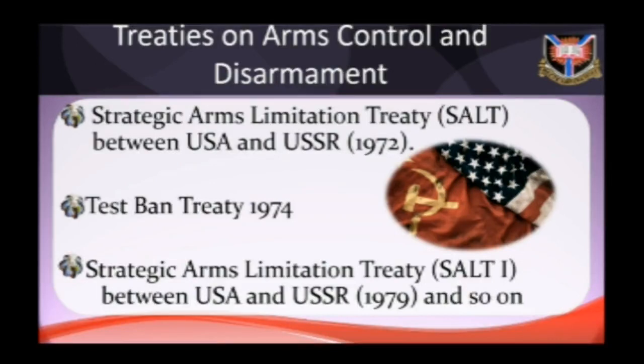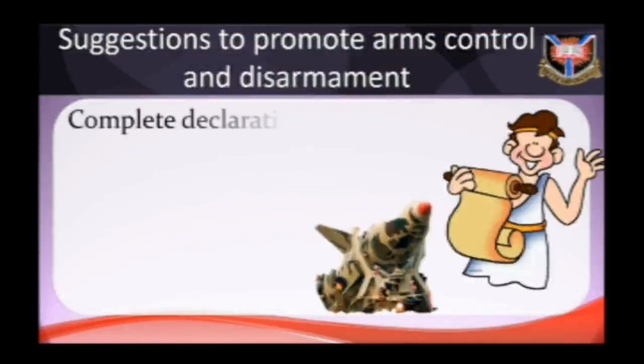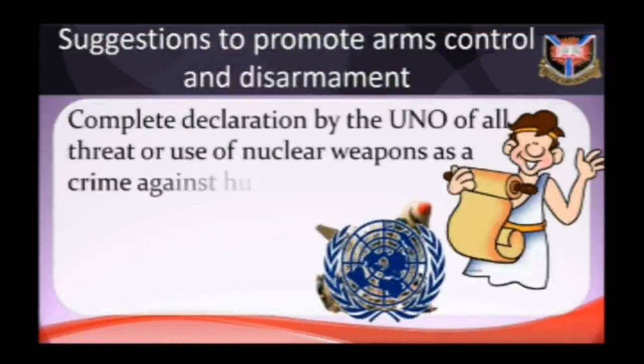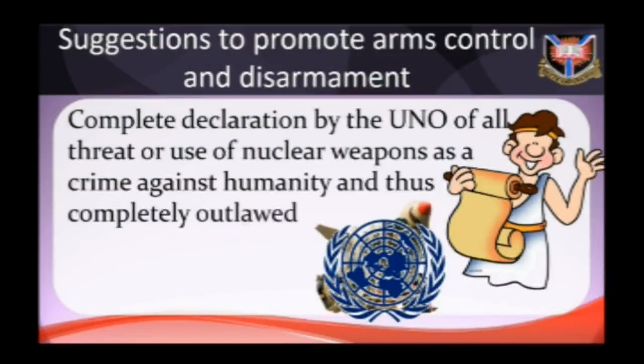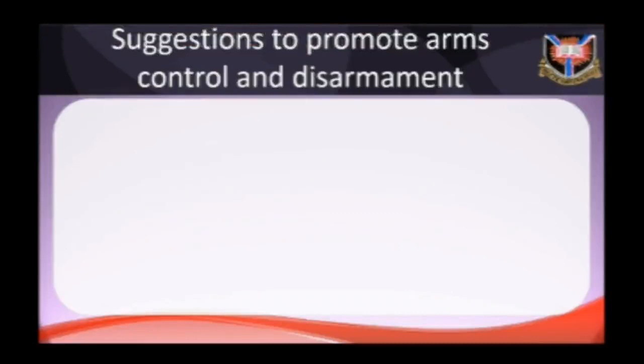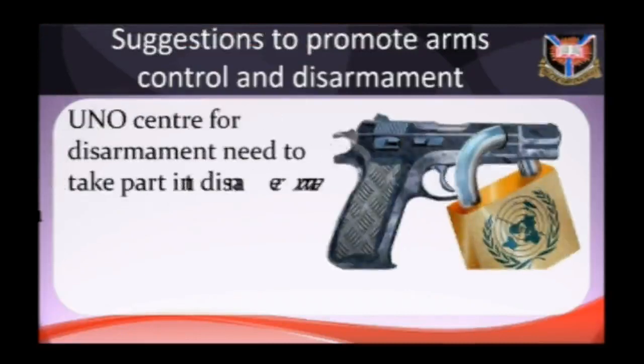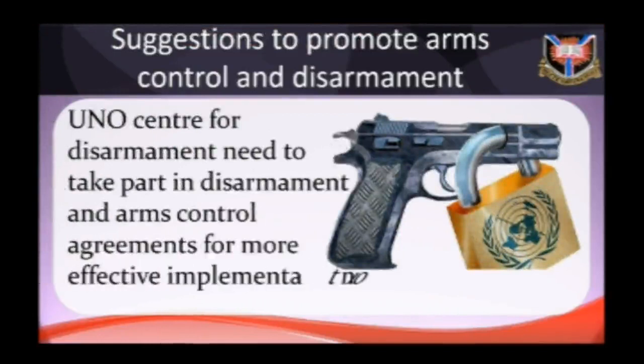weapons. All these treaties, though effective to some extent in their specific areas of focus, have not helped much in disarmament campaigns. Suggestions to promote arms control and disarmament could include complete declaration by the United Nations Organization of all threat or use of nuclear weapons as a crime against humanity, and thus completely outlawed. The UNO Center for Disarmament needs to take part in disarmament and arms control agreements for more effective implementation.